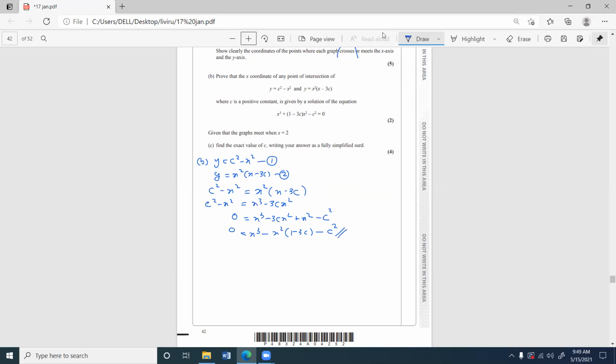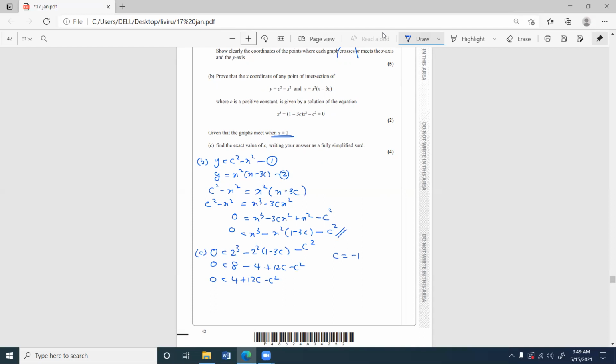Given that the graphs meet when x equals 2, find the exact value for c. If they meet at x equals 2, then one solution is x equals 2. Therefore, you can say this is 2 cubed minus 2 squared times (1 minus 3c) minus c squared. Then 8 minus 4 plus 12c minus c squared. If you bring all the terms to one side, 4 plus 12c minus c squared equals 0. Now we can find the solution for this.